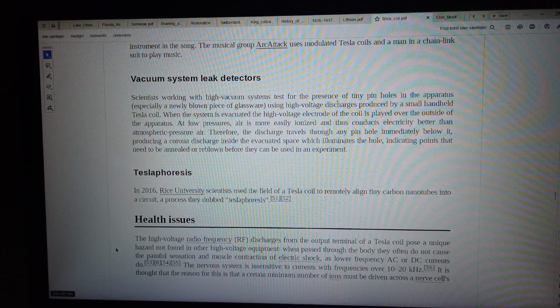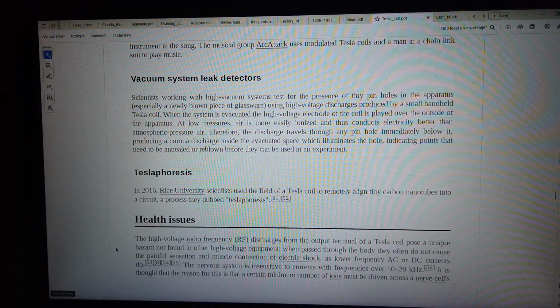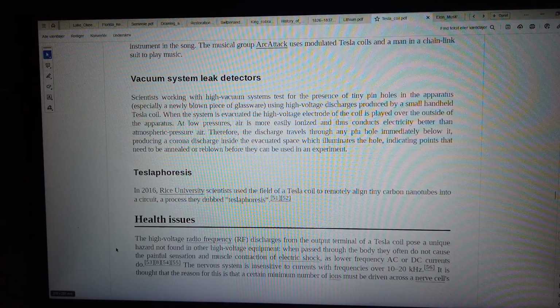It is thought that the reason for this is that a certain minimum number of ions must be driven across a nerve cell.